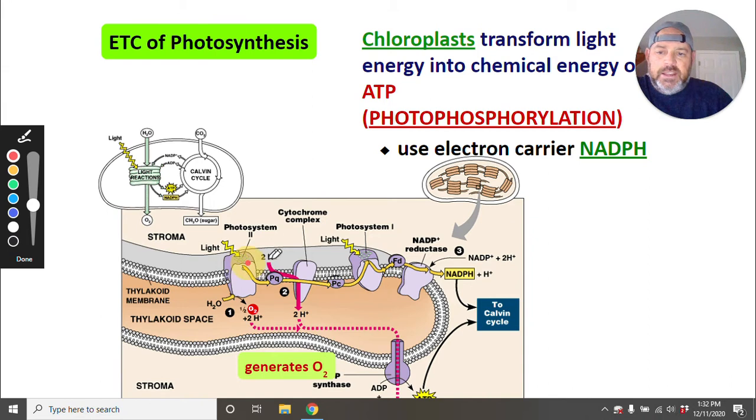And you can see all of these big proteins sitting in here. So this is the ETC, right? This protein line running through the membrane. That is the ETC of photosynthesis, okay?